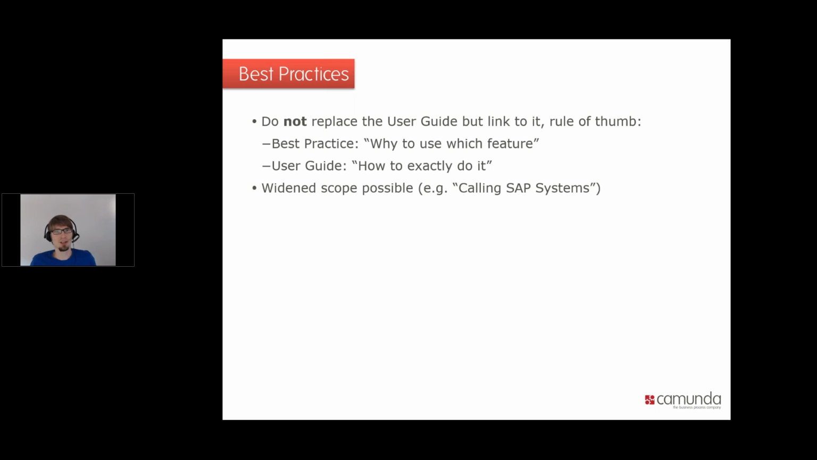It allows us actually also to describe things we will never have in the user guide because it's out of the scope of the core product. So for example, calling an SAP or Siebel system is not part of the core product because we don't have an SAP connector, for example. So it will never be in the user guide. However, it's a problem a lot of customers face in the projects. So that's something we want to tackle, where we want to give some guidance how other customers, for example, solve this issue. So this is possible in the best practices.